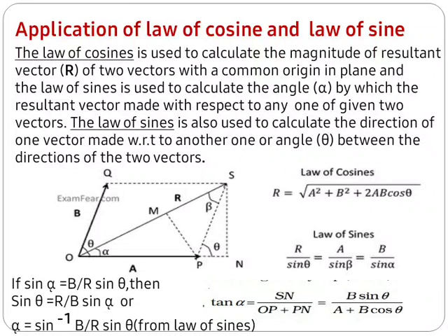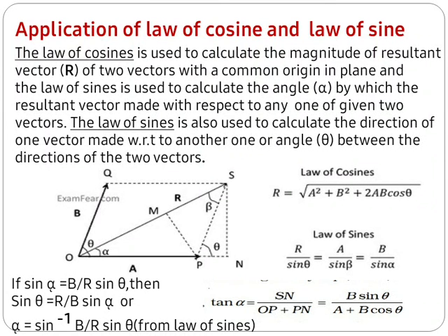The law of cosines is used to calculate the magnitude of resultant vector R of two vectors with a common origin in plane, and the law of sines is used to calculate the angle alpha by which the resultant vector is made with respect to any one of given two vectors. The law of sines is also used to calculate the direction theta of the resultant vector R.